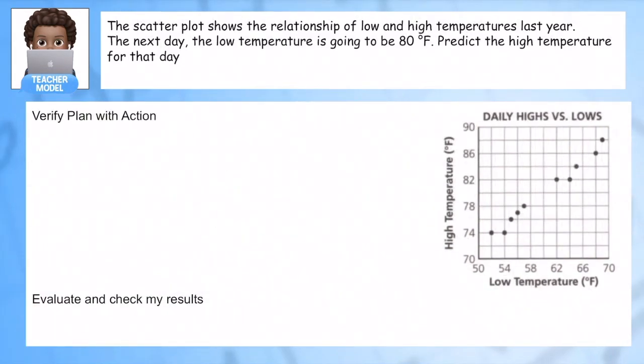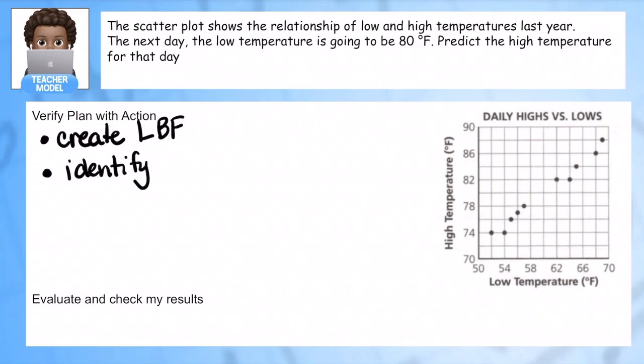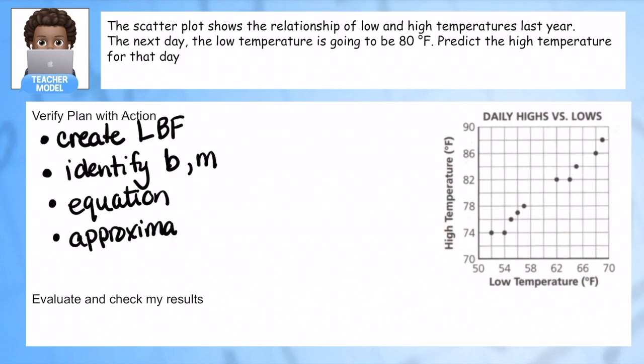Okay, let's put our plan into action. We're going to create our line of best fit, LBF. Then we're going to identify our b and m so that we can create an equation. And then we're going to use our equation to approximate the high temperature.